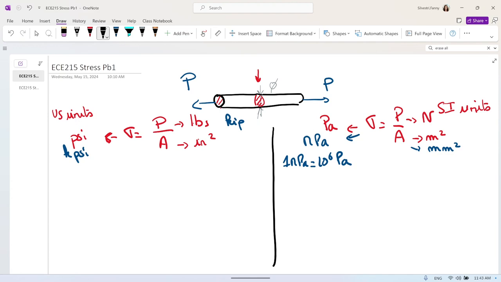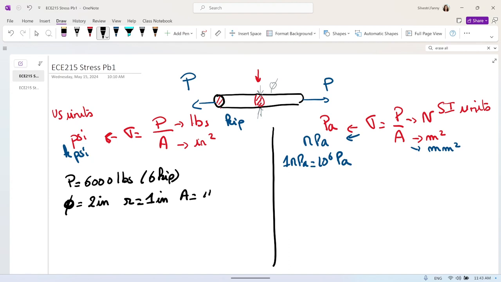Let's say for US units, we apply a force of 6,000 pounds, which is 6 kilopounds, and we have a diameter of the road of 2 inches. There are two options for the area: you can use the diameter formula or the radius formula. I prefer the radius, I think it's way easier to use, but you do as you prefer. So I will find the radius, that will be 1 inch, the 2 inches divided by 2. And the area will be pi r squared, so pi times 1 squared.